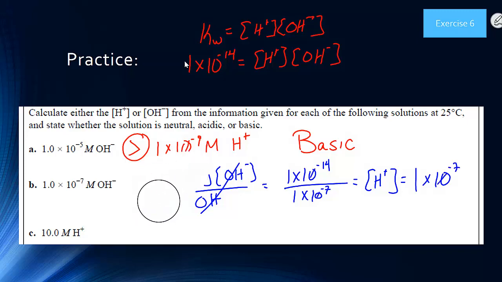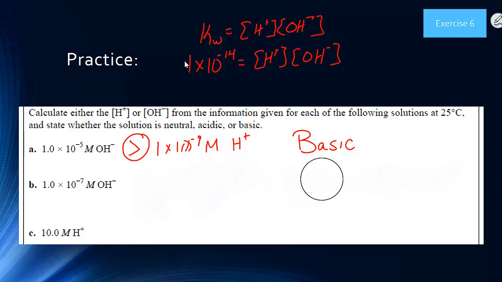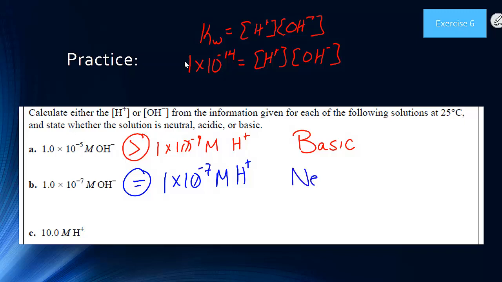Comparing the two will tell us if this is an acid or a base. 1 times 10 to the negative 7th is the same as 1 times 10 to the negative 7th. Since these are the same, we are in a neutral solution. This is pure water.